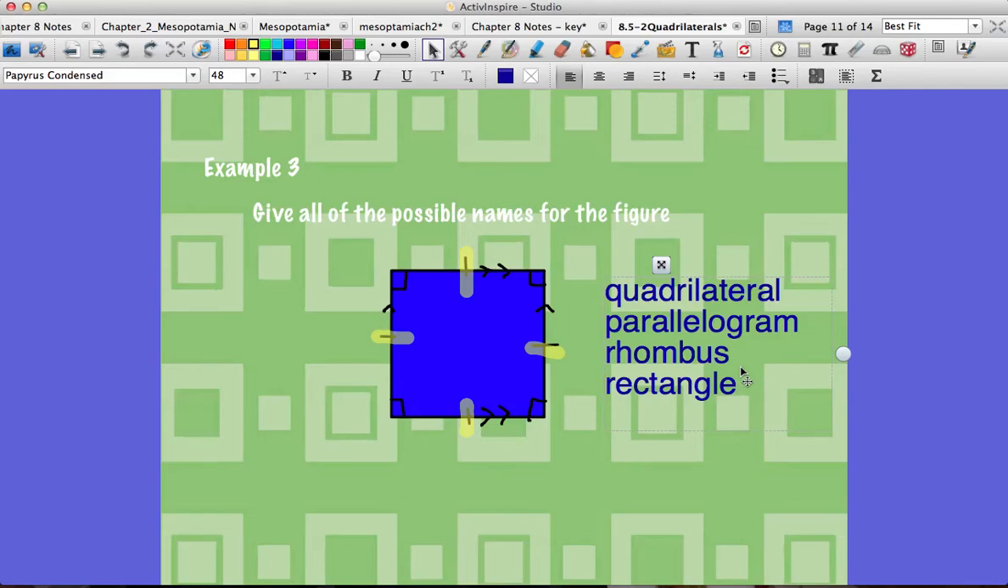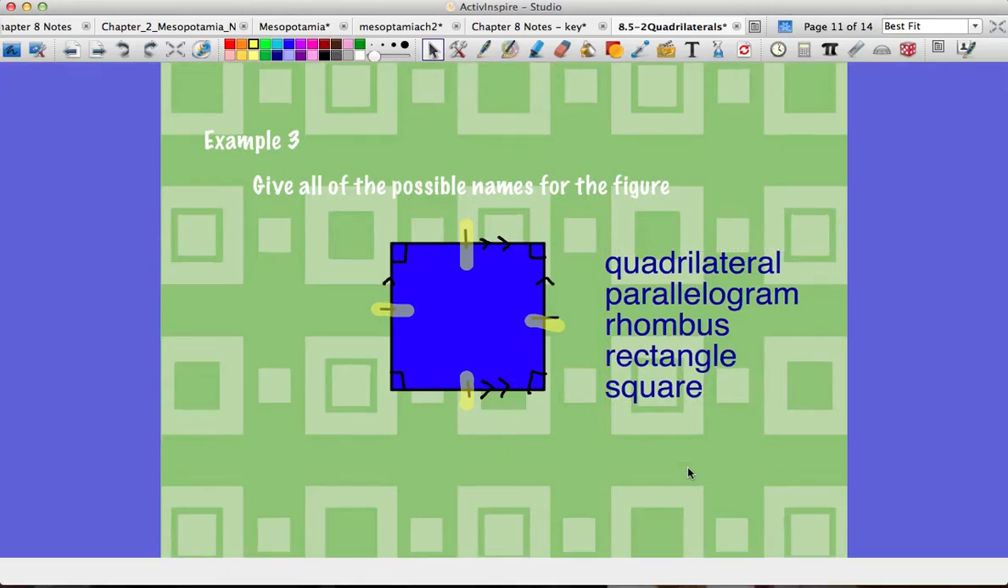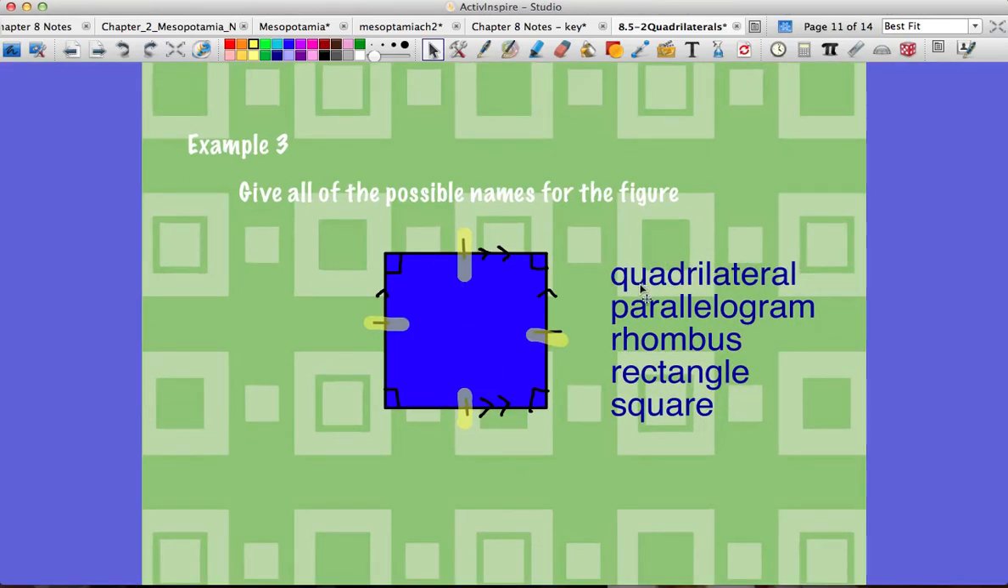And the last shape that we look at is square. Is it a parallelogram with four congruent sides and four 90-degree angles? Yes. Since the answer is yes, we can also call this shape a square. The only name that we cannot give this shape is trapezoid because it has two pair of parallel sides instead of only one. Okay, so this shape actually has 5 different names, the most descriptive being square.